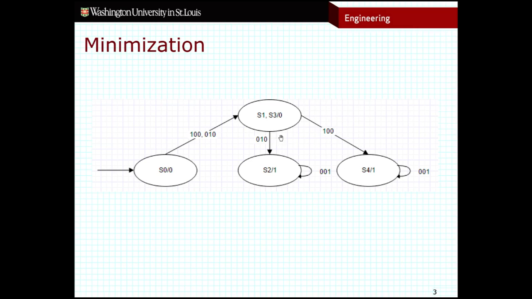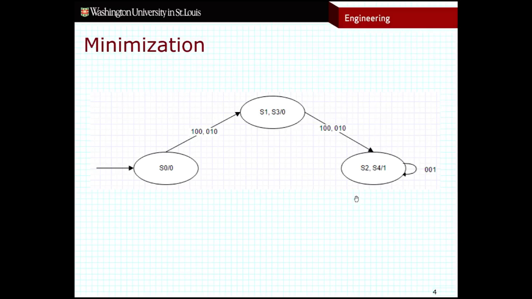Again, I need to take a look at what I do with the transitions into state 2 and state 4. I'm going to eliminate state 2 in this particular case. Of course, I could have eliminated state 4 as well if I wanted to, but I'm going to eliminate state 2, which means that this transition from state 1 to state 2 now has to go to state 4 instead. And so what we end up with is this. This is our final minimized state machine. We started with 5 states, and we ended up with 3.